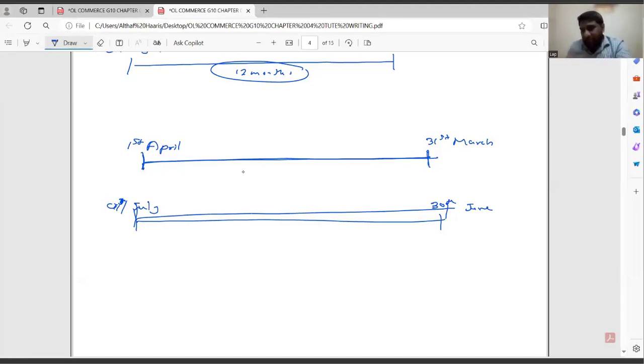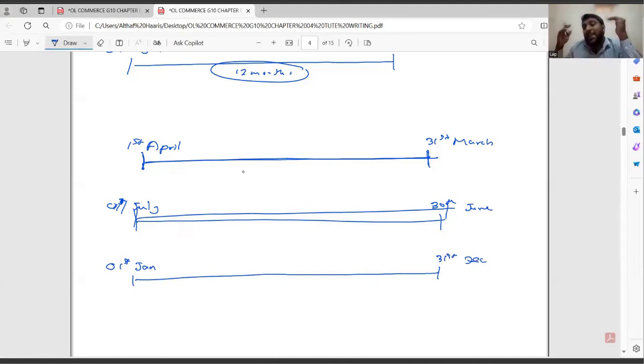For certain companies, the year starts on 1st January. Then what is the last date? Tell me, people. What is the last date? 31st December. So here, 3 different examples, right? So the financial year can be anything. It depends on company to company.